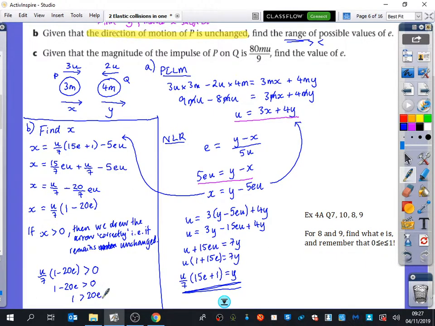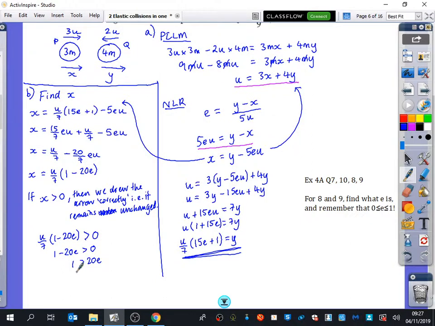So we have this: e must be less than 1 over 20. Good. Ishraq just said, but it has to be greater than or equal to 0 as well. So actually, I think it has to be greater than 0 but less than 1 over 20.